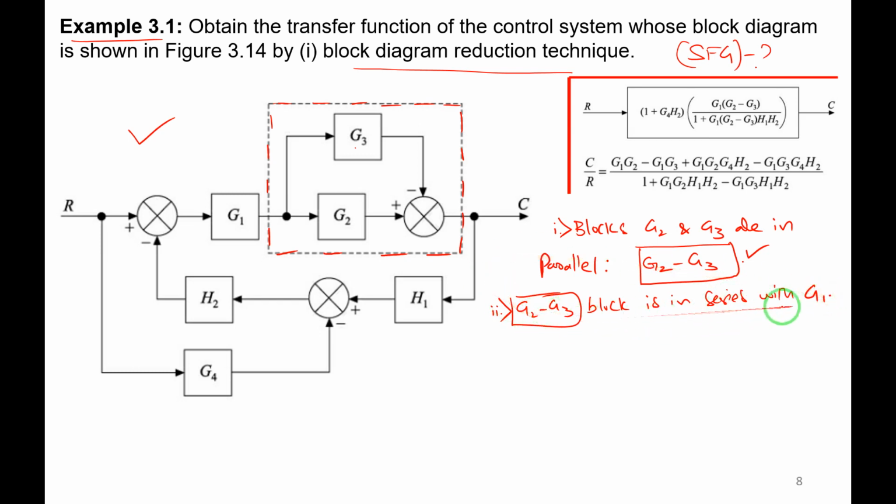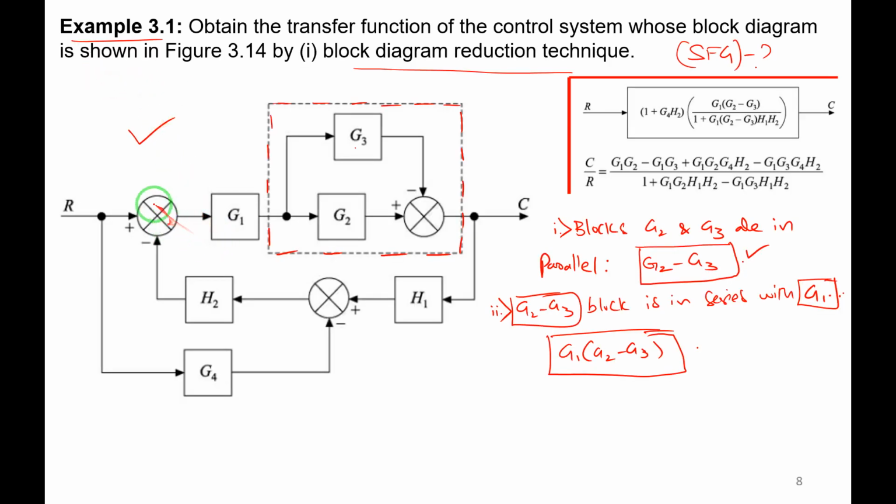If they are in series, I can multiply the gains and make it a single block. G1 is another block with G2 minus G3, right? So just multiply them. G1 into what will it become? G1 into G2 minus G3. This is the single block I am getting after applying the first and second rule, and I will redraw the block diagram, right? Remaining things I will keep as they are. So I will go to the next slide.